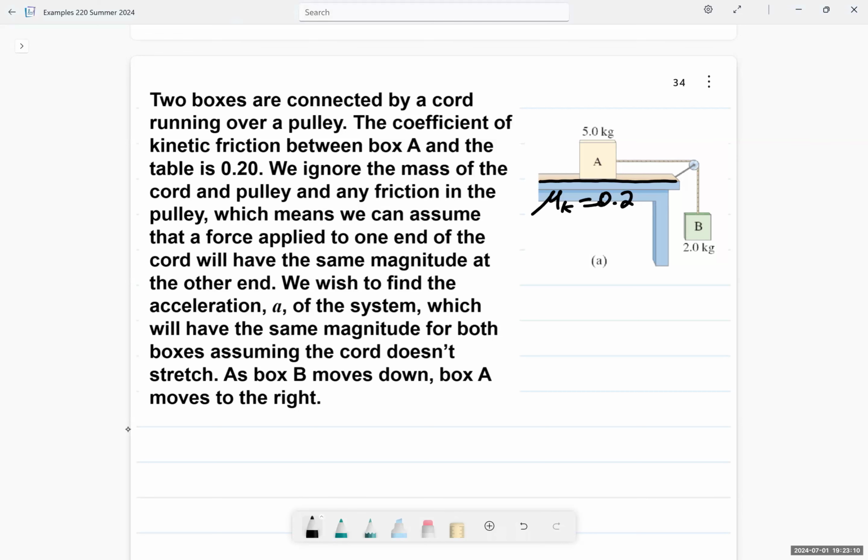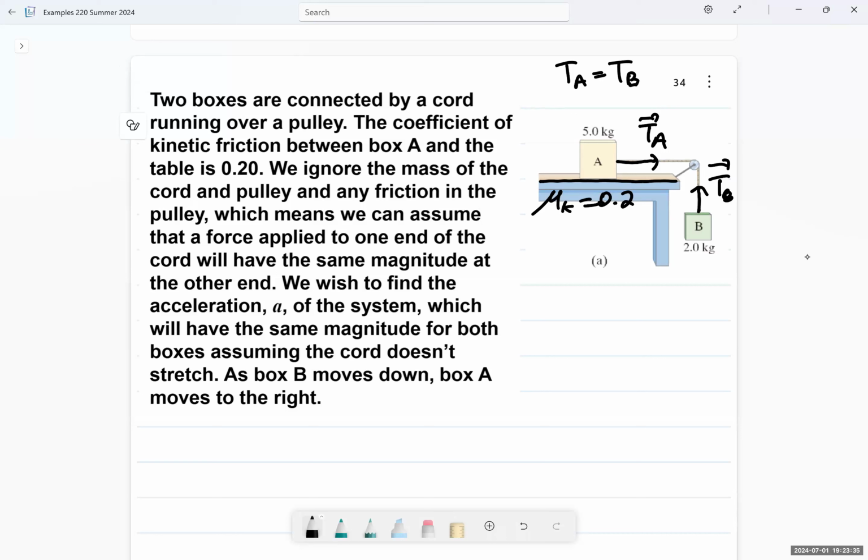Now, what it means here is, if I look at this tension acting on A, which is going to be to the right, and then the tension acting on B, which is going to be up, they are going to be exactly the same magnitude. Obviously, they have different directions, horizontal and vertical, but they will have the same strength.